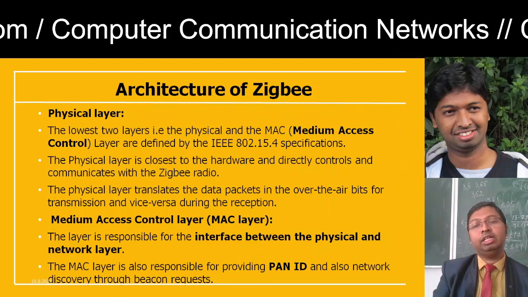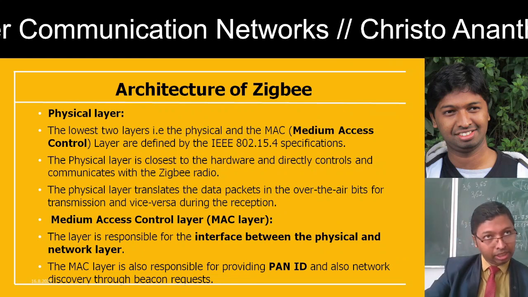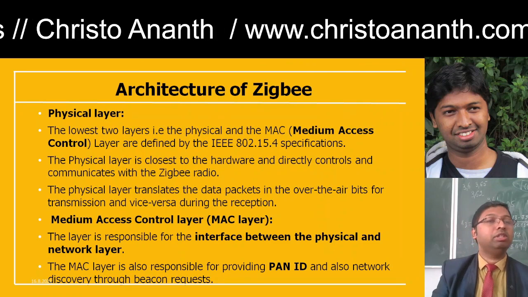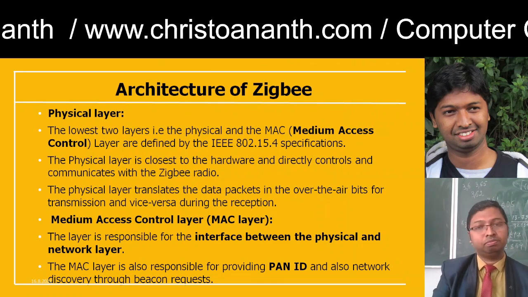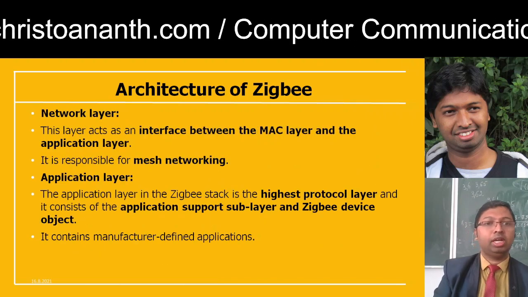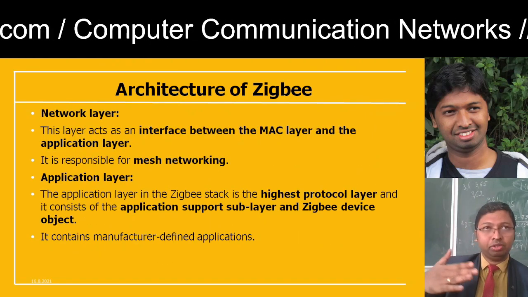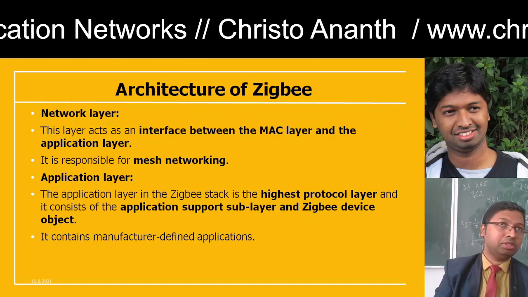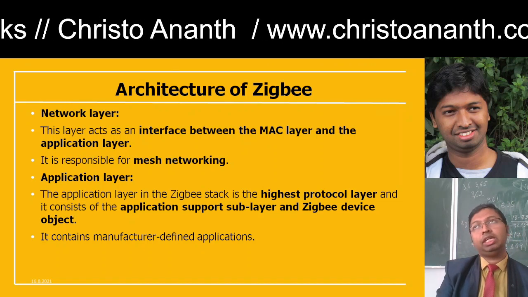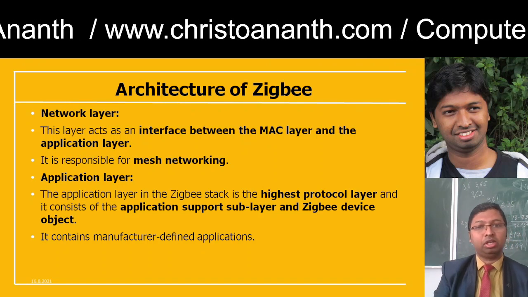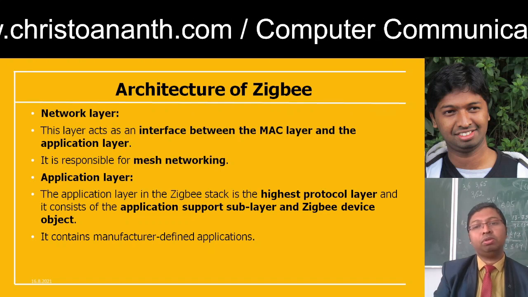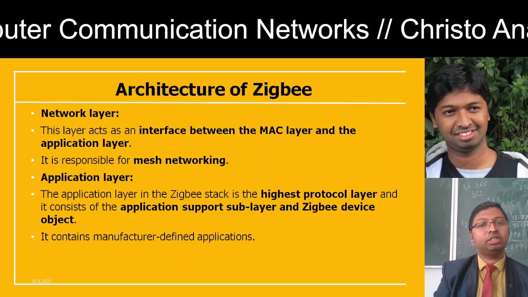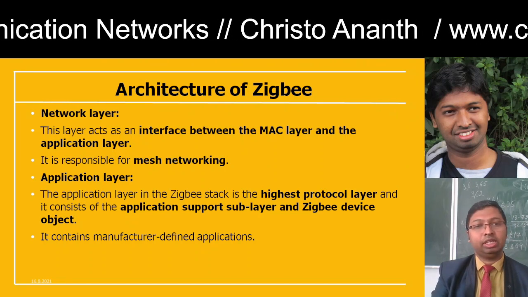Then we have the MAC layer. It acts as the interface between the physical layer and the network layer. For providing the personal area network ID and also network discovery, you can use the MAC layer. The network layer acts as an interface between the medium access control layer and the application layer. For mesh networking, you can use the network layer. The application layer is considered the highest protocol layer. Here you have the application support sublayer and the Zigbee device object. It also contains the manufacturer defined applications.